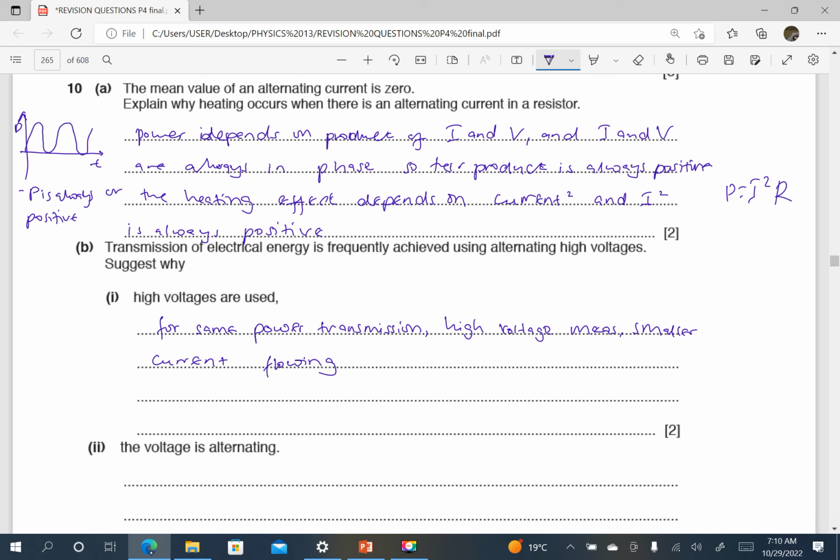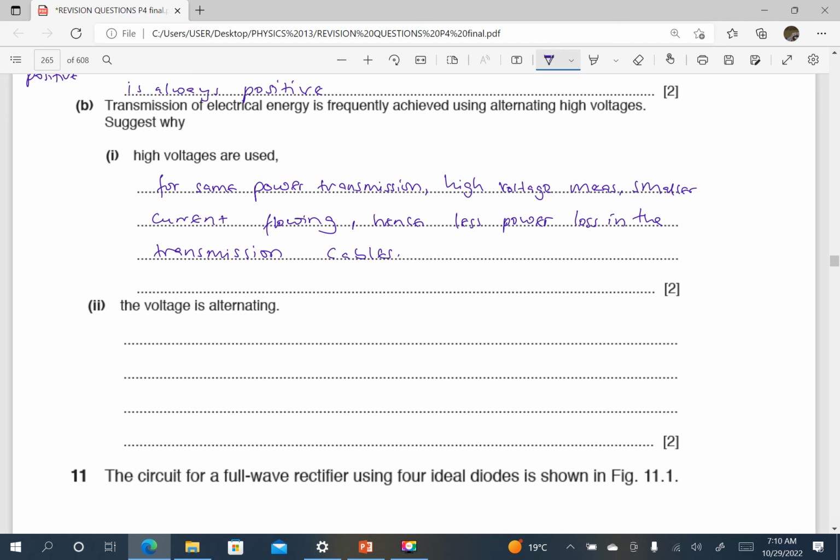Lower current flowing, hence less power, less power loss in the transmission cables. That's why we use high voltages, and suggests why the voltage is alternating.